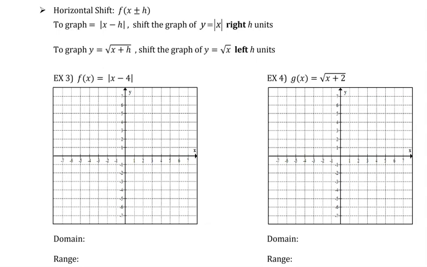Okay, so let's go ahead and try a couple. We're starting out with the absolute value again. It's the absolute value of x minus 4. We're going to start by doing that parent function. Again, that's 0, 0, negative 1, 1, and 1, 1, negative 2, 2, and 2, 2. And this is our parent.